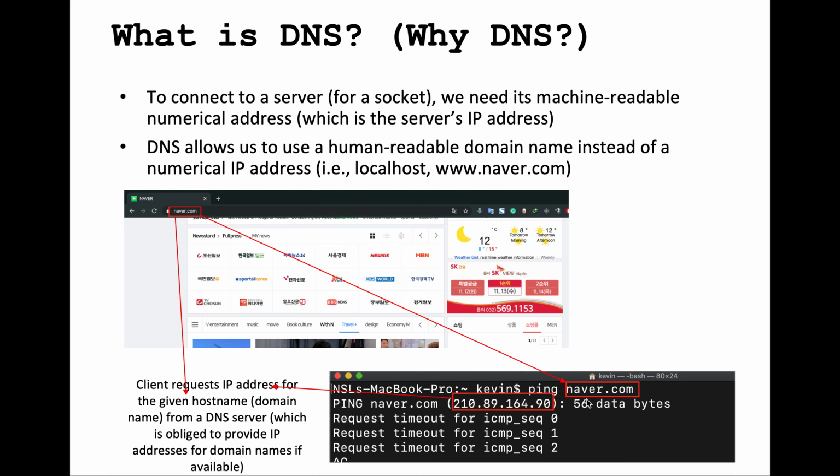And there is a ton of stuff that's happening when we open our browser and type in naver.com and just click enter. What's happening is our computer is trying to figure out the IP address of naver.com's server using DNS. So the client requests the IP address for the given host name, the domain name, in our case naver.com, from a DNS server, which is obliged to provide the IP address for domain names if available.